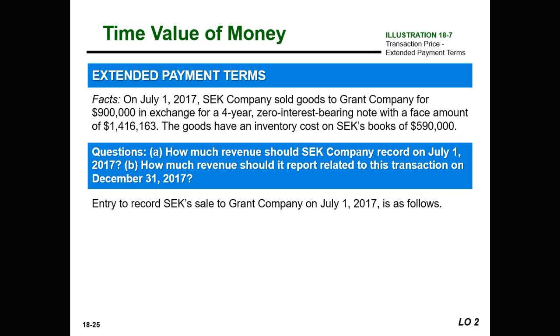So the question is, how much revenue should SEK Company record on July 1st, 2017? How much revenue should it report related to this transaction on December 31st, 2017? Well, first and foremost, we have a notes receivable that comes into play with a face amount of $1,416,163.